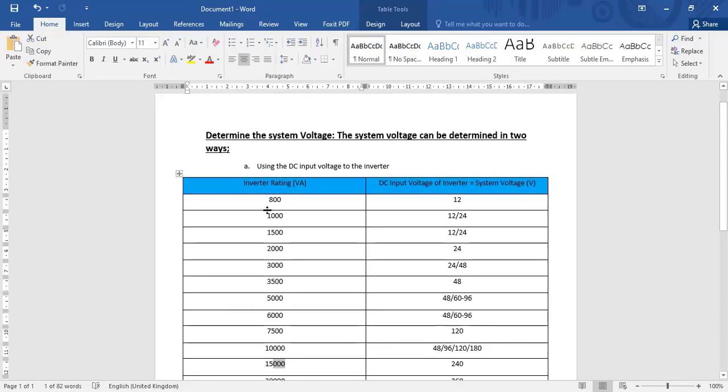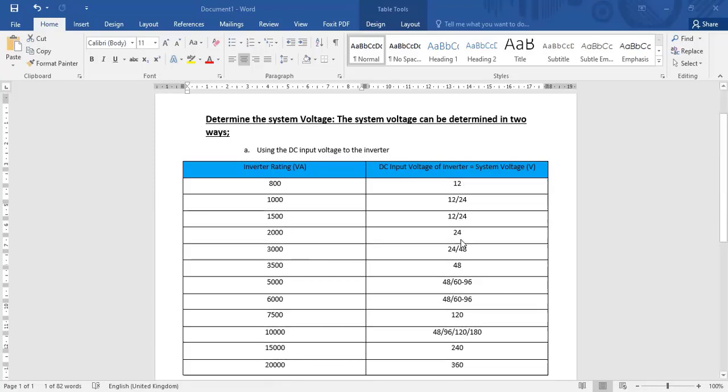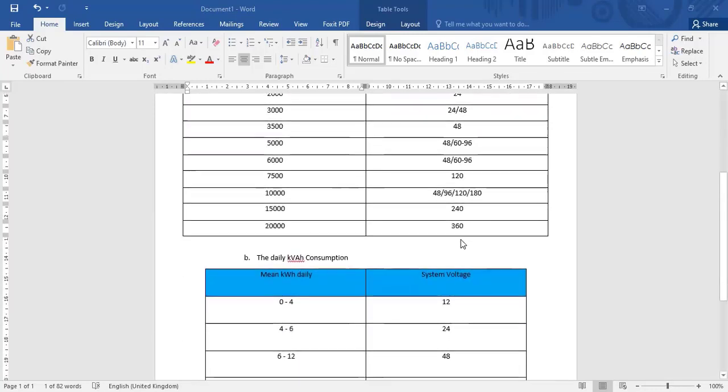So when we are talking about the system voltage, it is very important. I have explained to you how you can get the system voltage. There are two ways. Number one way you can get the system voltage is to get the DC input voltage of that inverter. It's always in the manual of the inverter. And from there, you can get the DC input voltage of the inverter. So let's go to the number two way.